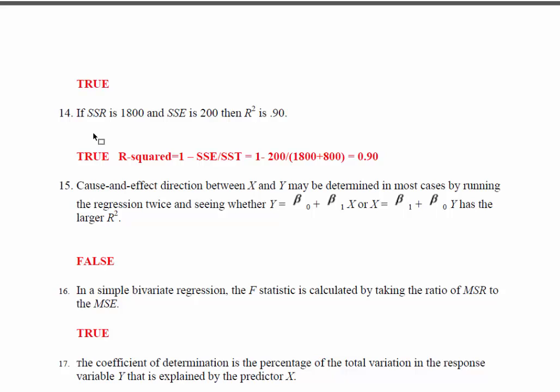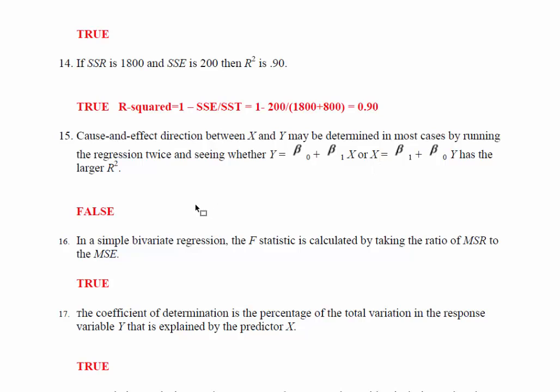Number 14. If SSR is 1800 and SSE is 200, then R squared is 0.9. That is true because R squared equals 1 minus SSE over SST, and SSE is given as 200. SST we know is the sum of SSR and SSE, 1800 plus 200. So 1 minus 200 over 2000 works out to 0.9.